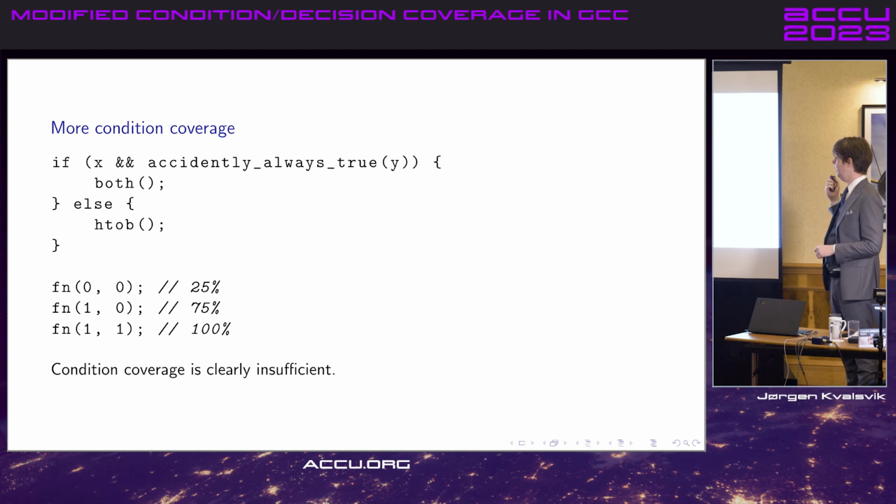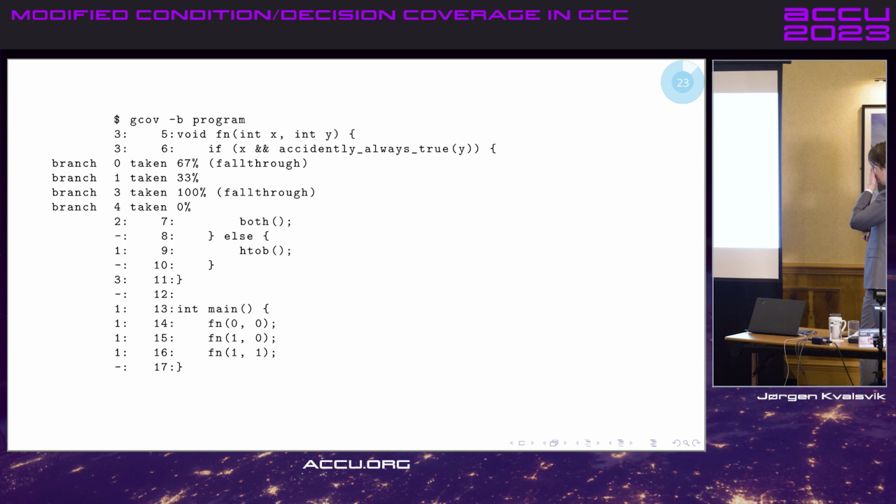So if this code would be acceptable according to the requirements, why is y in there in the first place? Then it's obviously only dependent on x, right? It doesn't make sense. Okay. Running this through GCOV will show you the same thing.